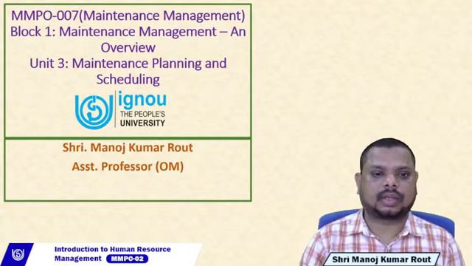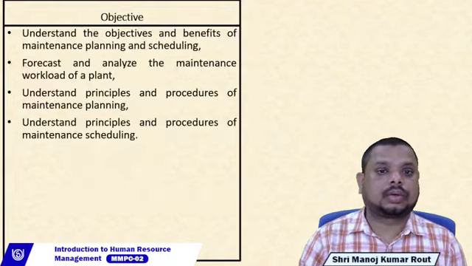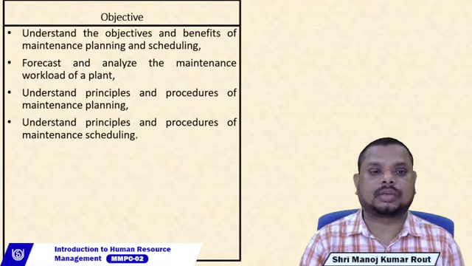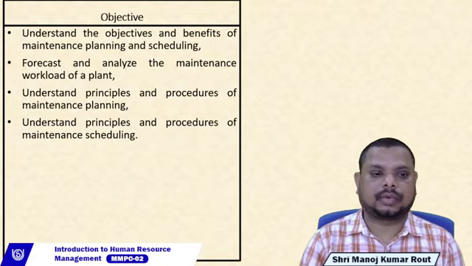So let's understand the different objectives of this particular session and the different outcomes of this session. The objectives are: understand the objective and benefits of maintenance planning and scheduling; forecast and analyze the maintenance workload of a particular plant, especially with reference to a manufacturing plant; understand the principle and procedure of maintenance planning; and understand the principle and procedure for maintenance scheduling.